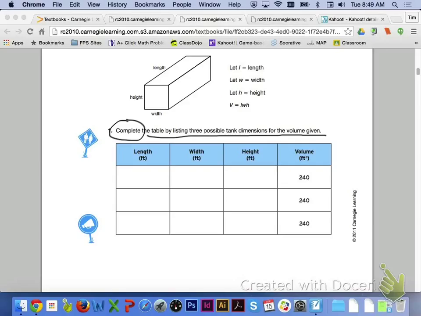To get started with your group today, I would like you to do number 1, complete the table by listing 3 possible tank dimensions for the volume given. Remember, the only rule that you need to follow is that none of the dimensions can be 1 foot. So go ahead and do number 1 with your group members.